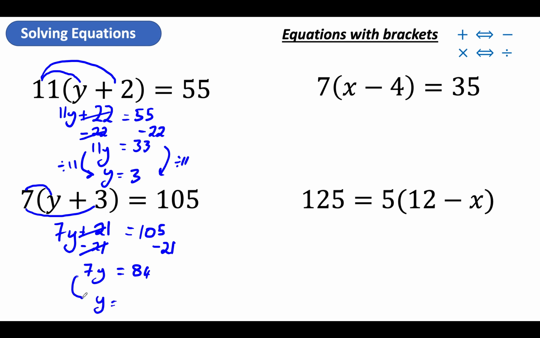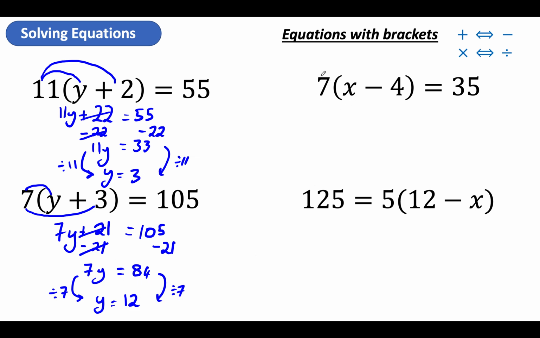I only want 1. Yeah, that's right. So divide by the number touching the letter, which is 7. 7y divided by 7 is just y. 84 divided by 7 is 12, because 12 sevens are 84. So my mystery number was 12.